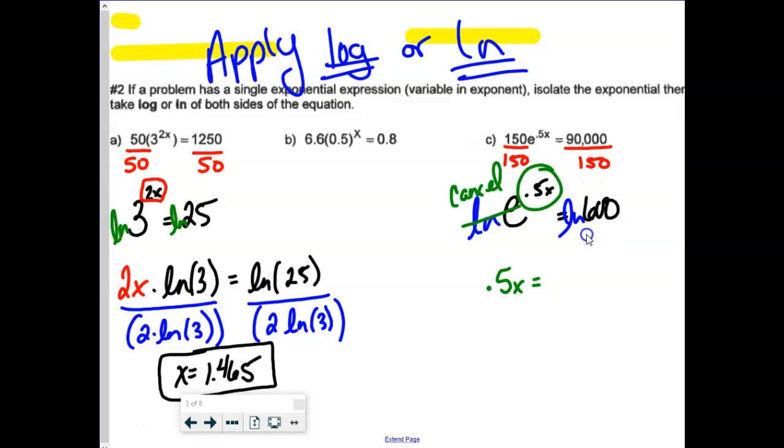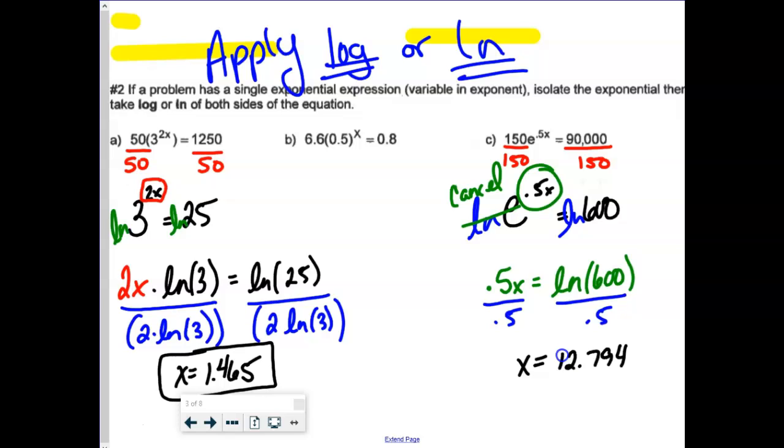Now over on the right hand side, natural log of 600 is nothing pretty, so I'm just going to write down the natural log of 600, which is an icky number on my calculator, and now I solve. Divide both sides by 0.5. Make sure you close your logarithm before you hit divide by 0.5. Usually typing is the most common mistake here. Is it 12.794?